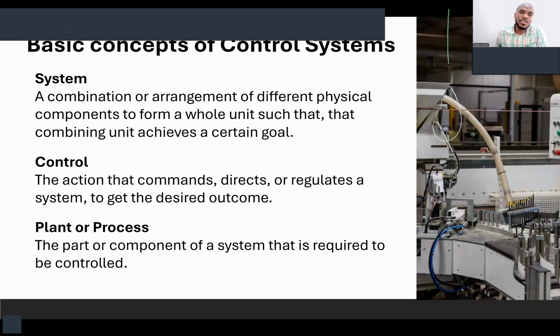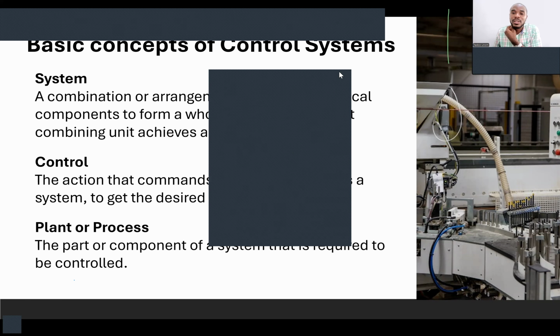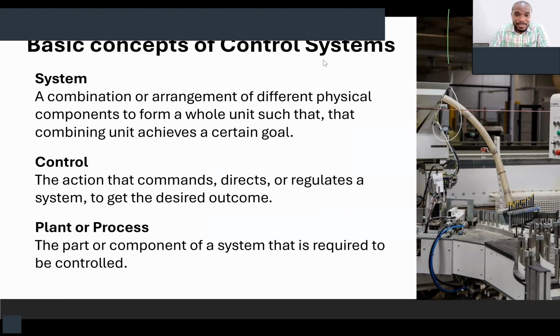Are we together? The part or component of a system that is required to be controlled, that is controlled. So for the case of the air conditioner, what is the plant? What is the part of that system that is being controlled? The room, the air in the room. The air in the room. So the air in the room is your plant. Is that okay? So, all right, let's move on.